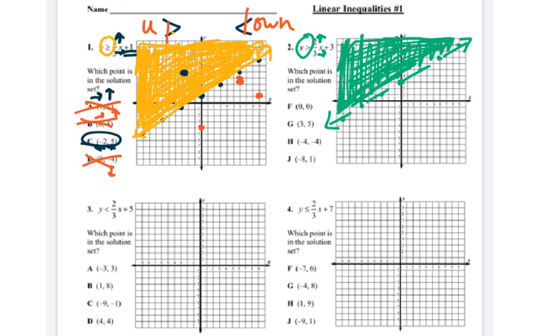So I'm going to check to see which one is in the solution. 0, 0, that's the origin. No, that's not in the colored area. Right 3, up 5. No, it's on a dashed line. It's not in the colored area. Left 4, down 4. No, not in the colored area. Left 8, up 1. That one is in the colored blob. Very easy. So try 3, 4, 5, and 6. Graph your line, figure dashed or solid, and then shade above or below.